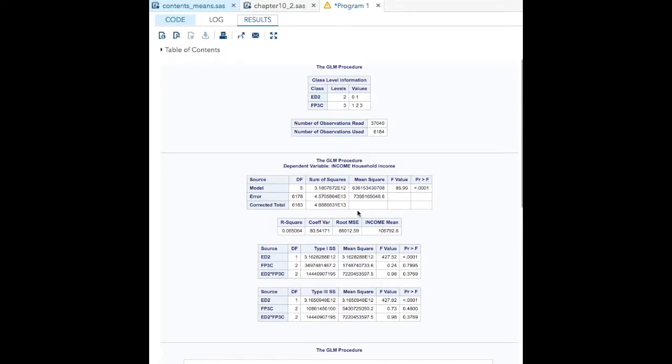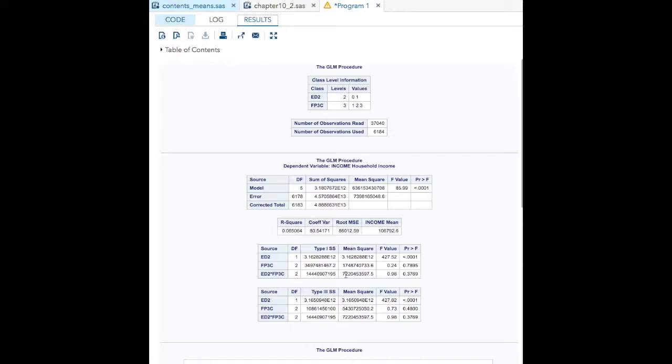Here we see the model sum of squares has an F value of 85.99, so about 86, highly significant. This says that your model, that these variables predict or explain income, is significant, but it doesn't tell you that every one of them is significant. So I have an R square of about 6.5%. About 6.5% of the variance in income is explained.